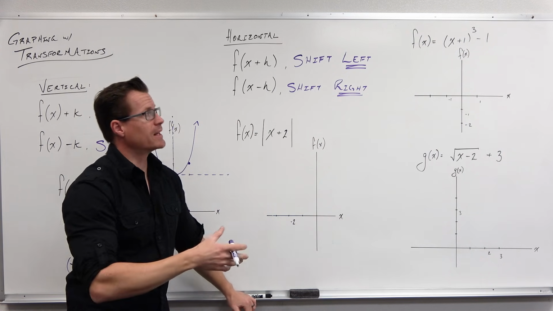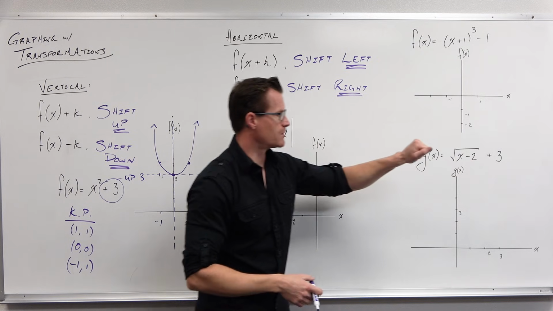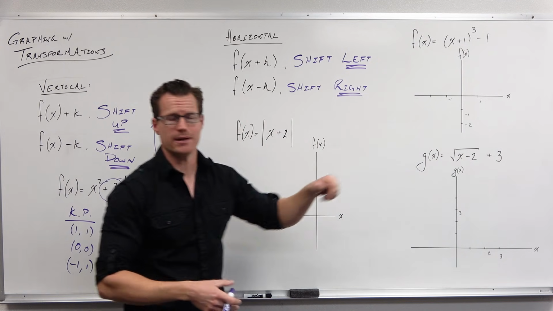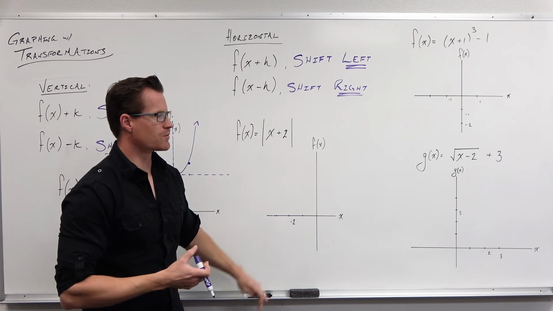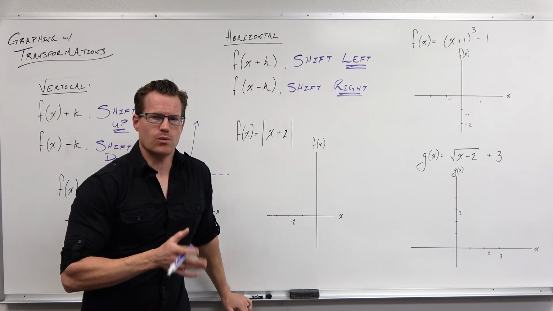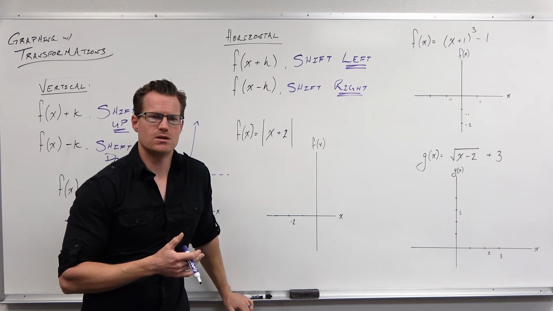So here, or inside of a function, that's not a shift to the left. This will be a shift right. Why is this a shift left and this a shift right? I'm going to explain it two different ways. One way is just the whole input idea.